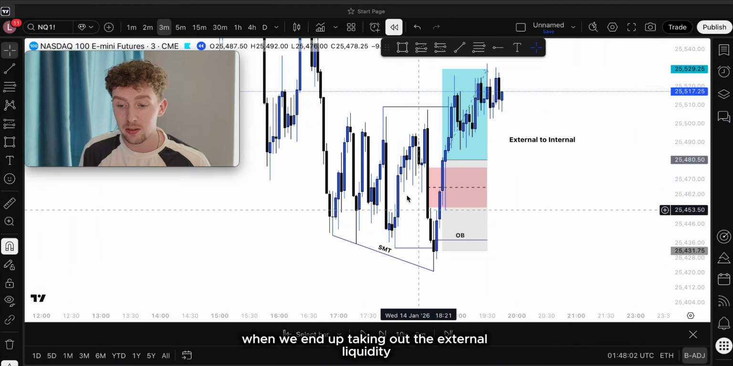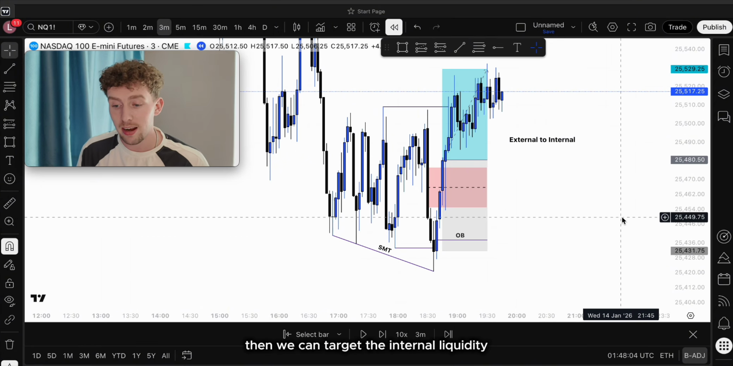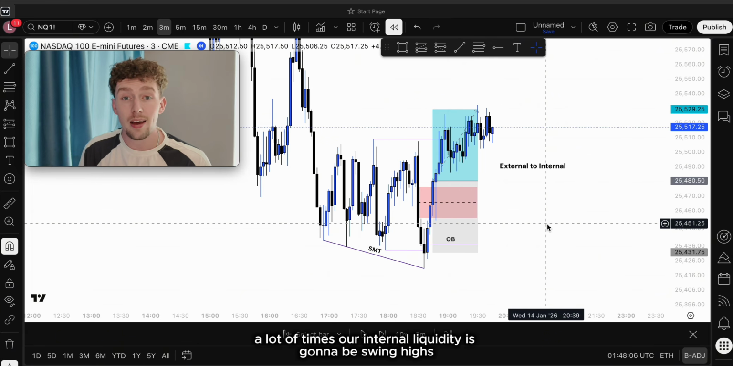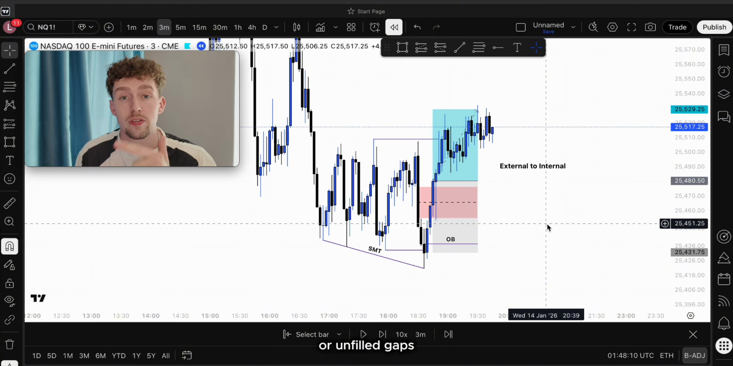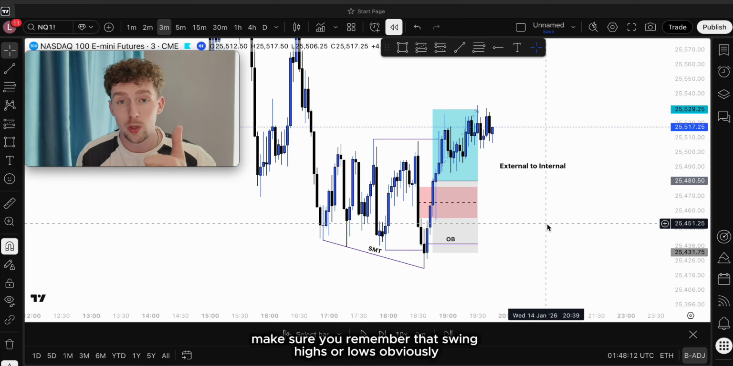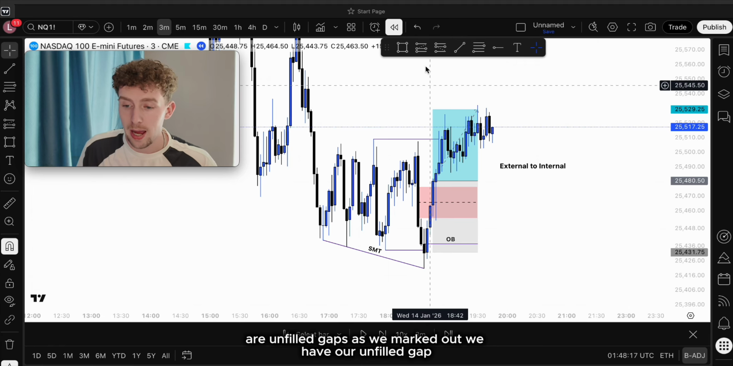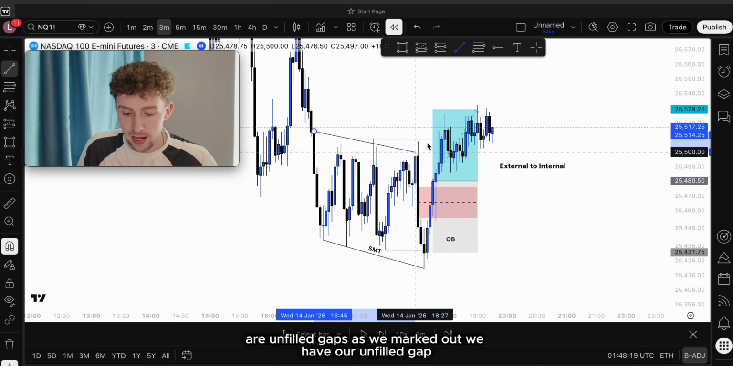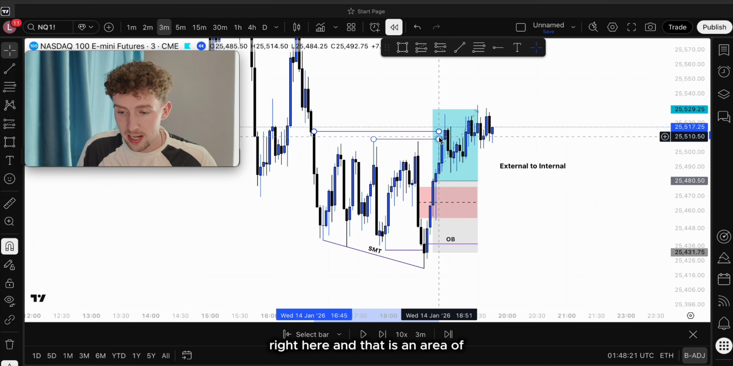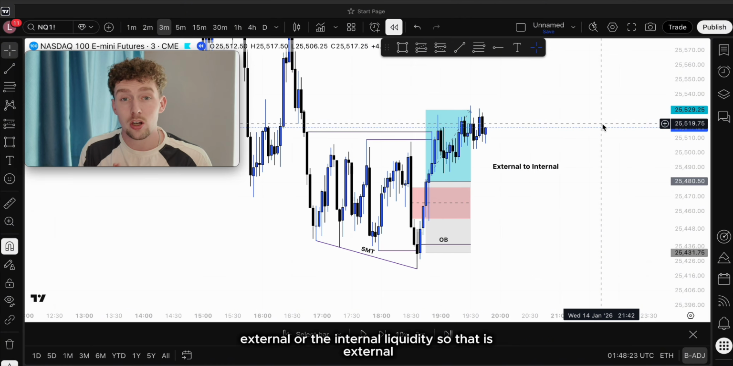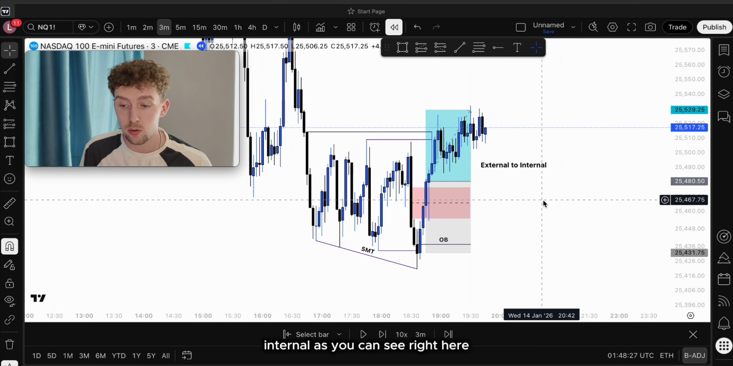When we end up taking out the external liquidity, then we can target the internal liquidity. A lot of times our internal liquidity is going to be swing highs or unfilled gaps. Make sure you remember that. Swing highs or lows, obviously. In this example, it's a swing high or unfilled gaps. As we marked out, we have our unfilled gap right here, and that is an area of internal liquidity. So that is external to internal, as you can see right here.